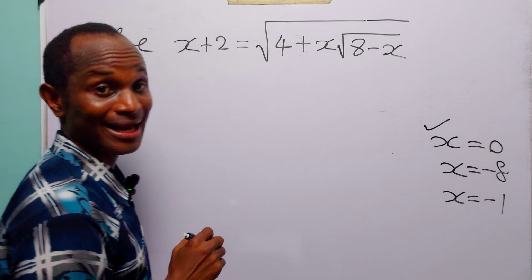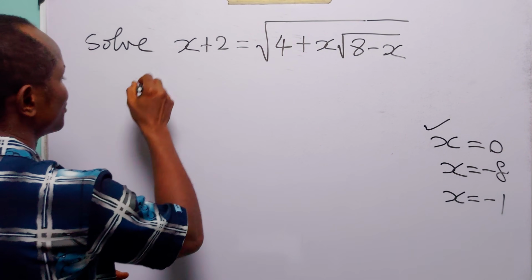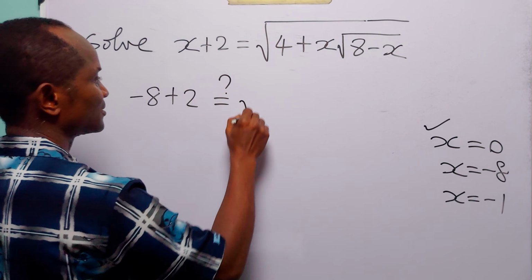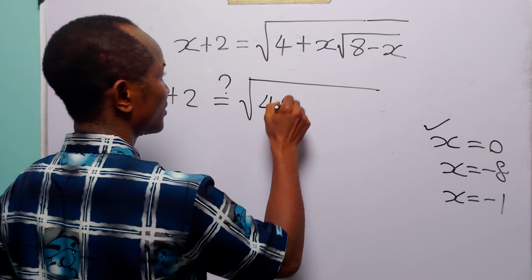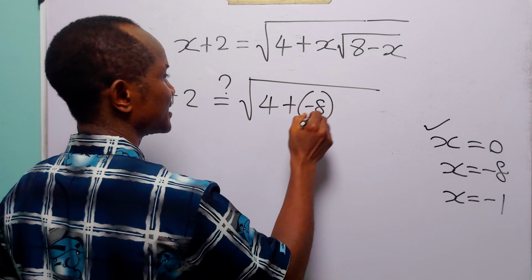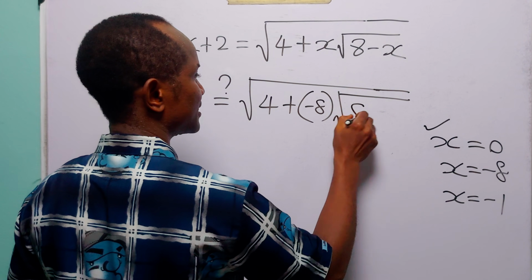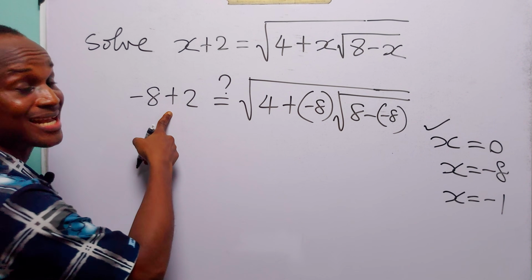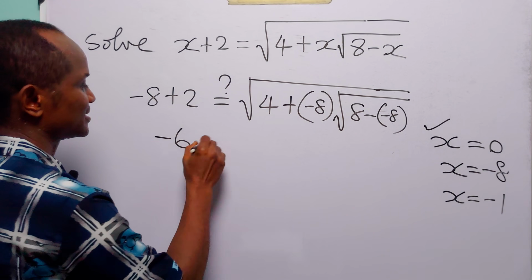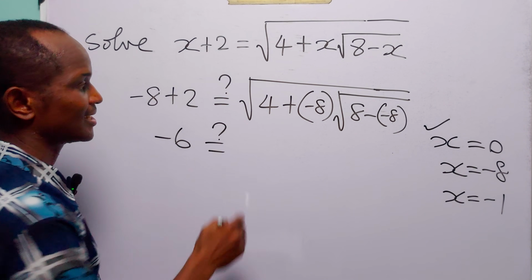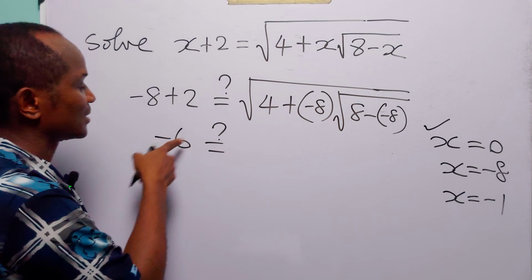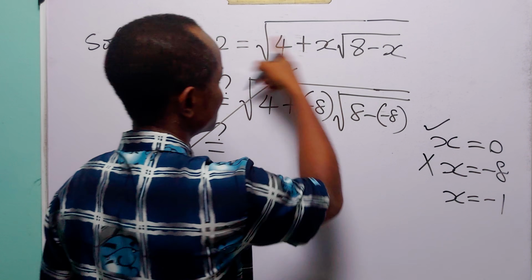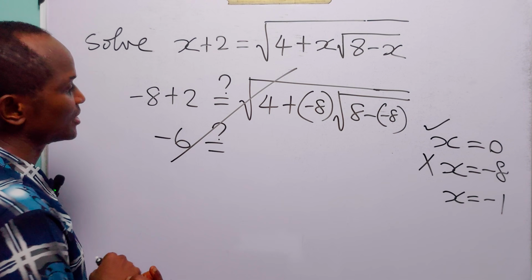Substituting x equal to −8 into the original equation, we have −8 plus 2. Now, is this equal to the square root of 4 plus (−8) times √(8 − (−8))? −8 plus 2 is −6. And of course, we know that a square root cannot be negative. So this value does not satisfy the original equation.